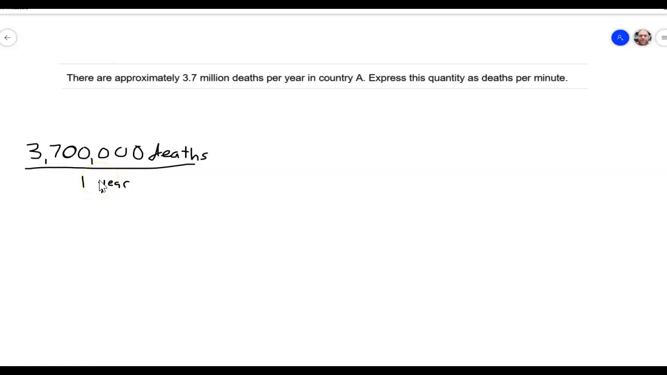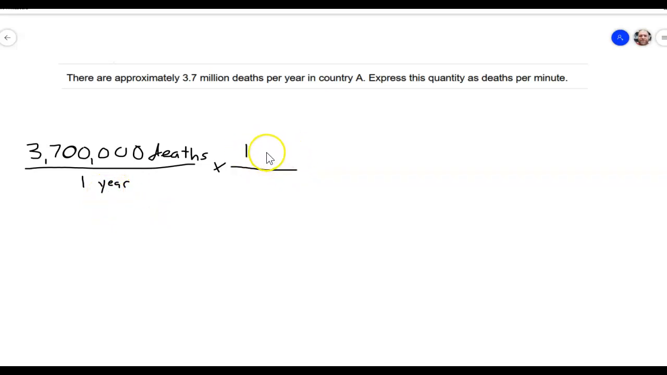And what I'm going to do is keep multiplying by unit fractions. Those are fractions with equal amounts, and try to get rid of this year quantity until I get it down to the minute quantity. Now I don't know how many minutes are in a year, but I can keep reducing it until I get down to minutes. So for the first one, I want to make sure that I put the years up here.